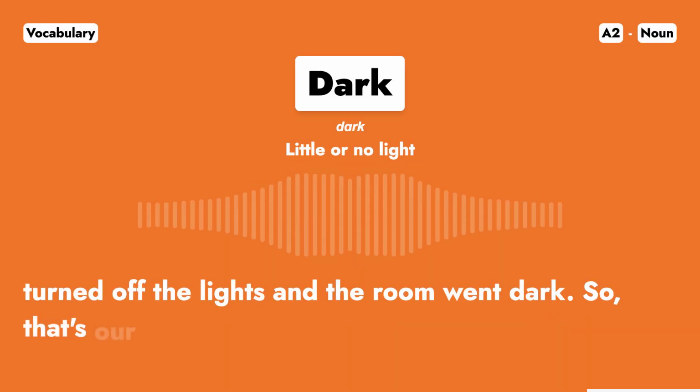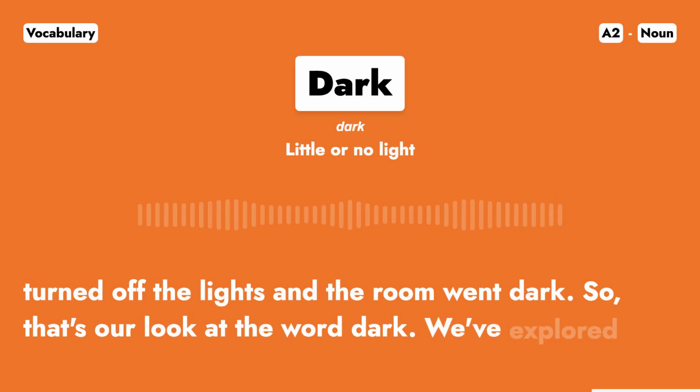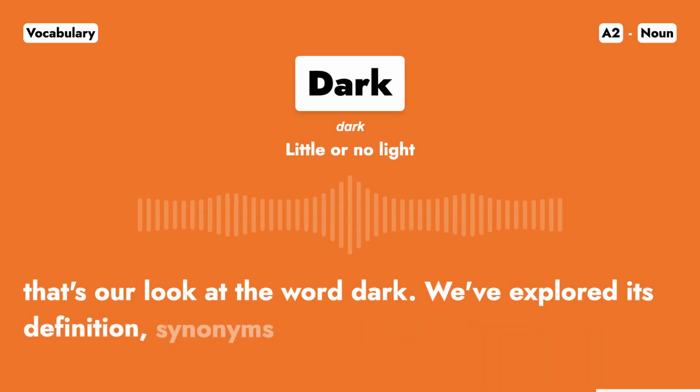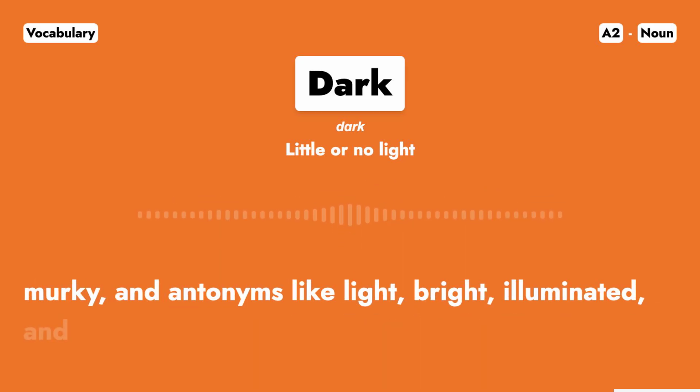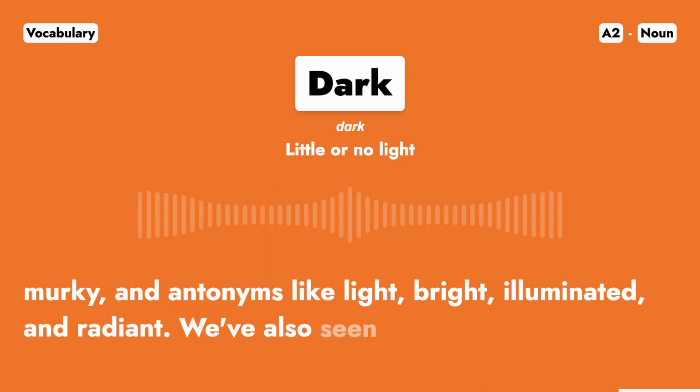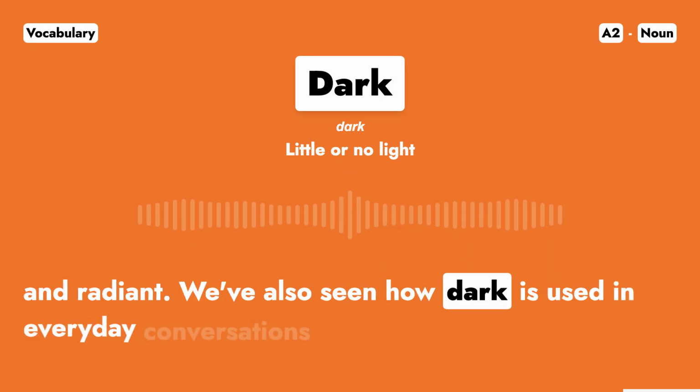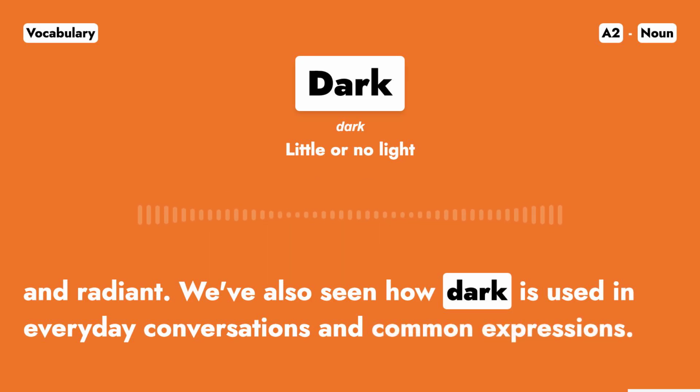So, that's our look at the word dark. We've explored its definition, synonyms like dim, gloomy, shadowy, and murky, and antonyms like light, bright, illuminated, and radiant. We've also seen how dark is used in everyday conversations and common expressions.